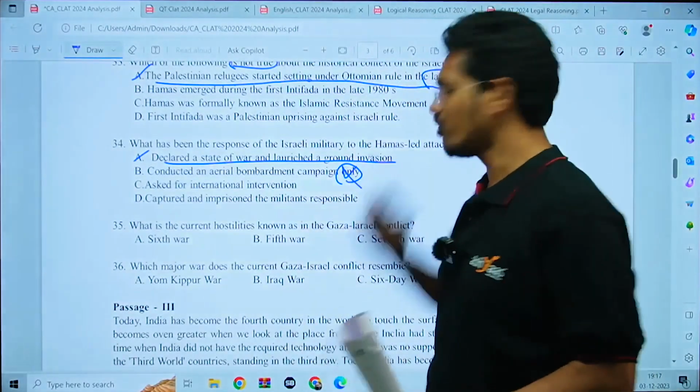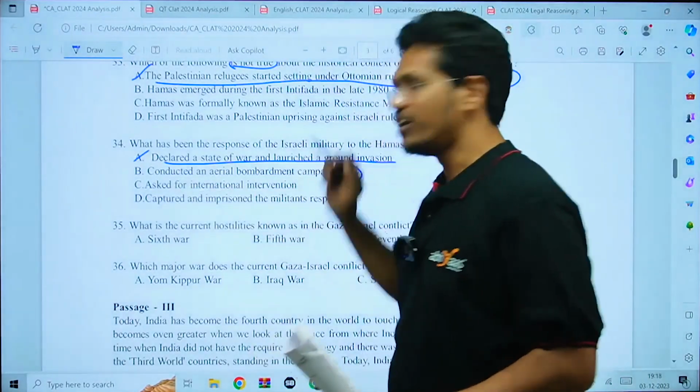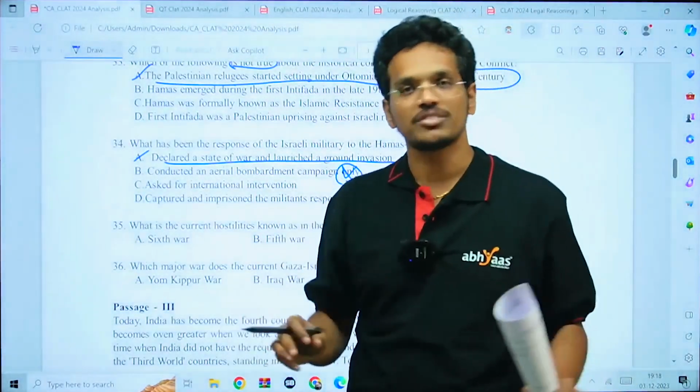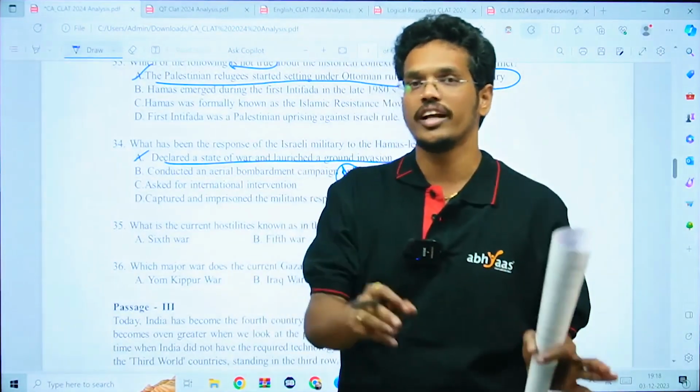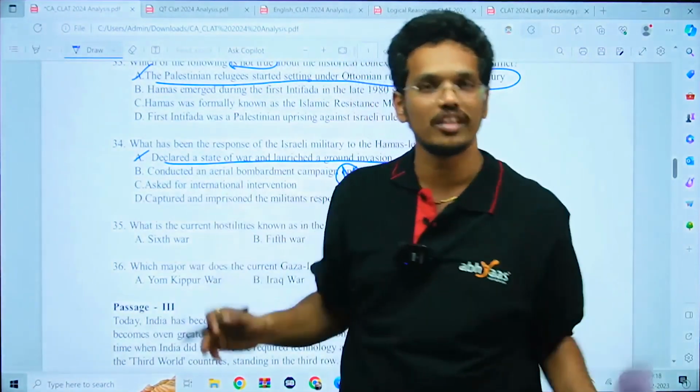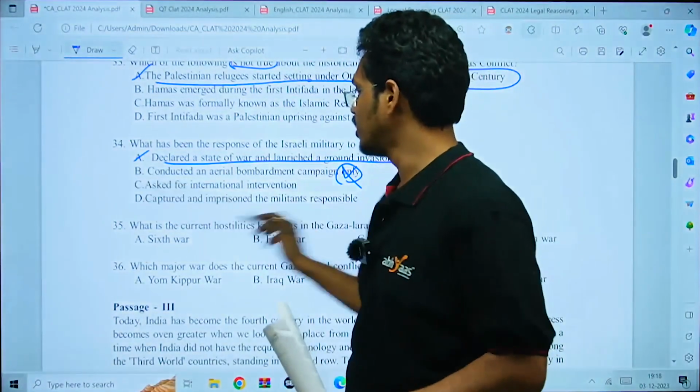So the first option is the wrong one. Asked for international intervention: Israel never asked for international intervention, because the UN comes and they will say two-state policy, but here Israel doesn't want these two states. So option C is also wrong.